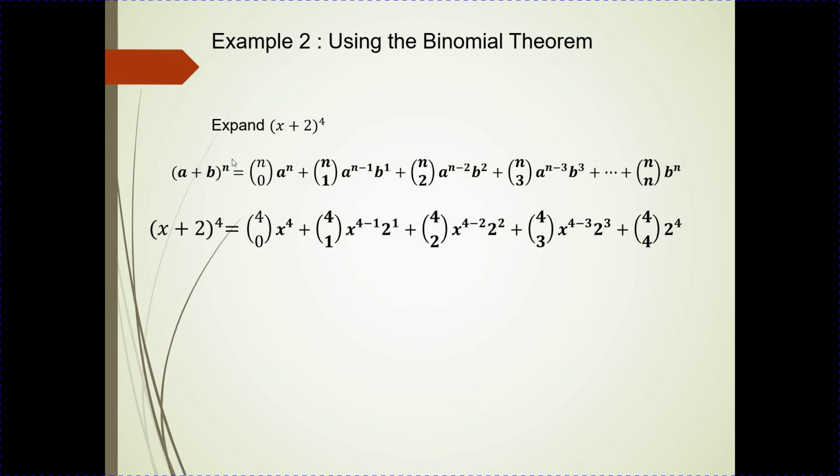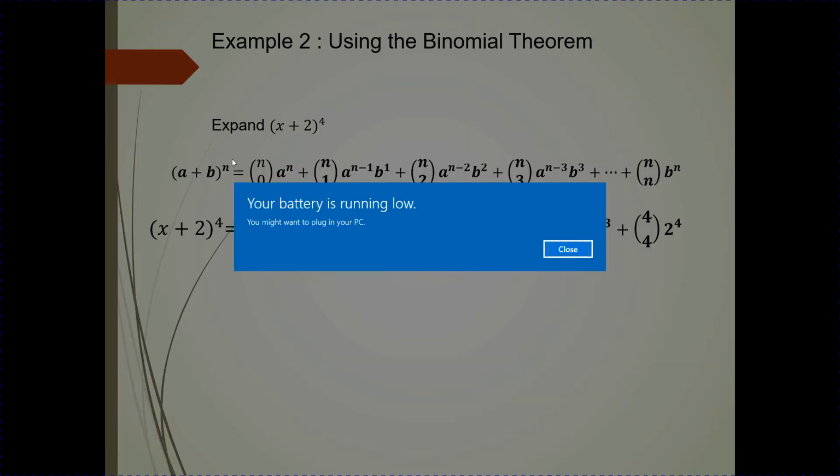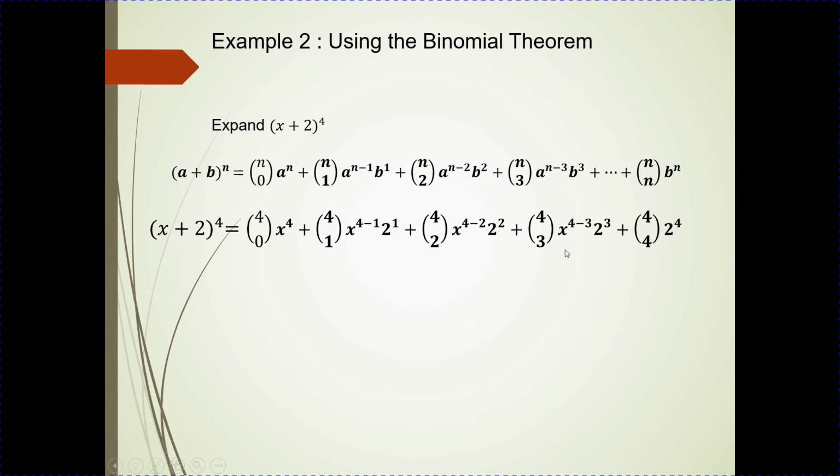Then the value of r will be increased by 1 up to 4, and the degree of x should decrease by 1. The degree of b, which in this case is 2, should be increased by 1, and finally it has to reach the power of 4.